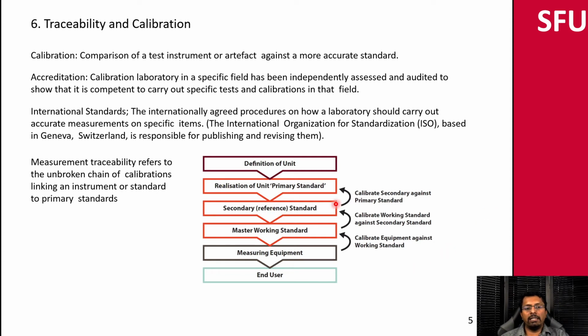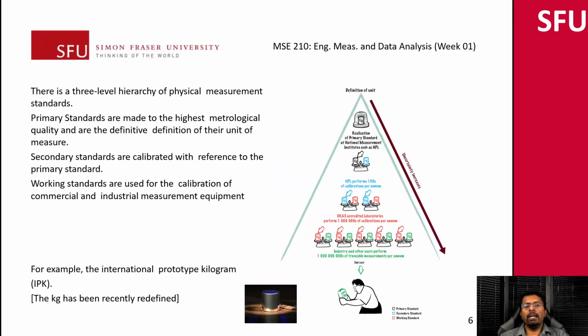And then you have a secondary standard, which is calibrated against this primary standard. Then you have a master working standard, which gets calibrated against the secondary reference. Then you have measuring equipment, which every so often gets calibrated through the working standard. And then you have the end user over here. So this would be the typical hierarchy.